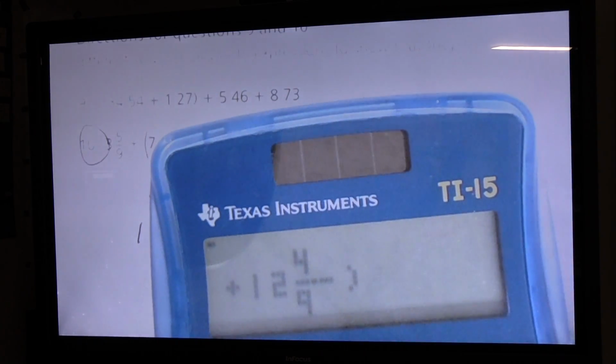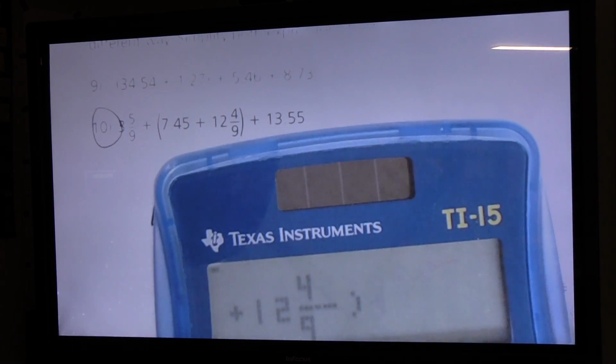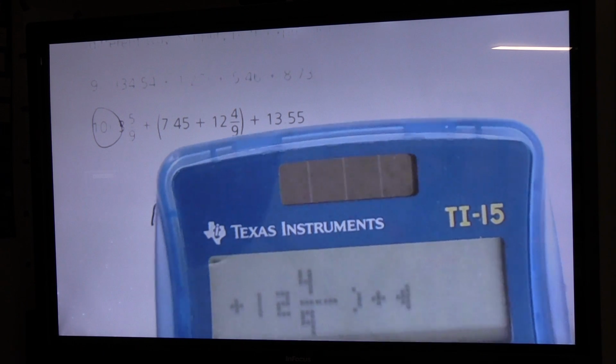Now I can add to that, hit plus. I'm going to add 13 to 5,500.